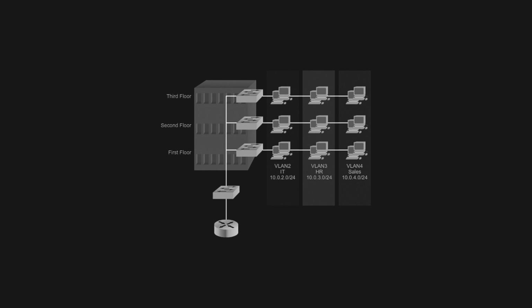Example: grouping users by department. Suppose you have a company with multiple departments: sales, HR, and IT. Instead of having all the employees connected to the same broadcast domain, you can create separate VLANs for each department. This way, the sales team can communicate within their VLAN without impacting other departments, enhancing security and network performance.